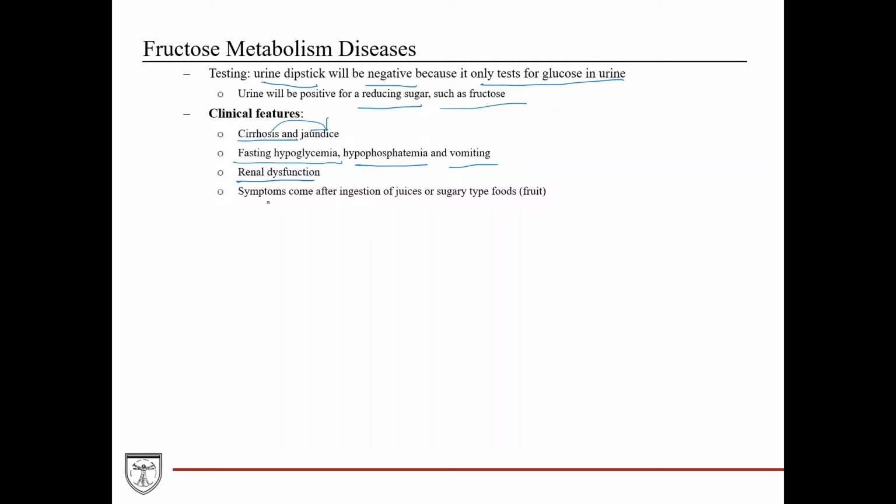And the big thing here is then what you want to be looking for in a question stem is that these symptoms come after ingestion of juices or sugary type foods such as fruit. So an example could be an infant has been bottle fed with normal formula or breast milk, and then one day the mother gives the patient something such as applesauce, which contains a lot of fructose, and that triggers the symptoms, and you see these symptoms as a result. And so that's going to tip you off to a fructose metabolism disorder.